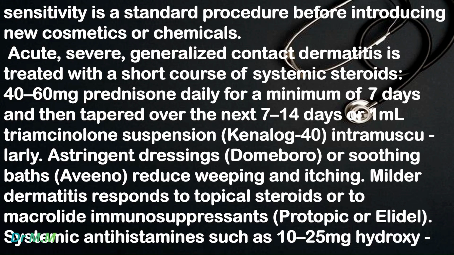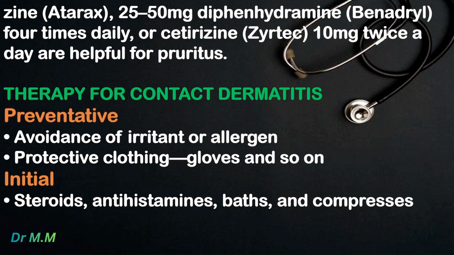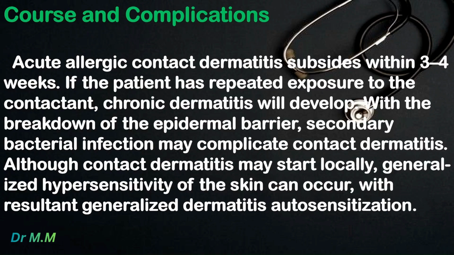Mild dermatitis responds to topical steroids or to macrolide immunosuppressants like Protopic or Elidel. Systemic antihistamines such as 10 to 25 milligram hydroxyzine, 25 to 50 milligram diphenhydramine four times daily, or cetirizine 10 milligram twice a day are helpful for pruritus. The conclusion of therapy for contact dermatitis include prevention like avoidance of irritant or allergens and protective clothing like gloves and so on. Initial therapy includes steroids, antihistamines, baths and compresses.